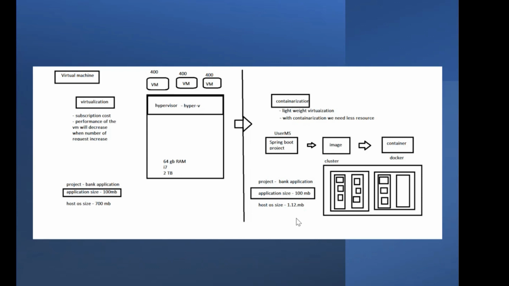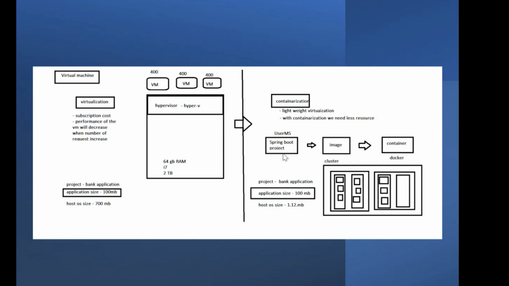Whereas in the case of containerization, the host operating system size starts from 1.12 MB. So what you find is that when I'm moving from the VM approach to the containerization approach, the application size is the same, the application that I want to deploy, but the host operating system size is less. That means with containerization, we need fewer resources. That is one of the advantages of using containerization.